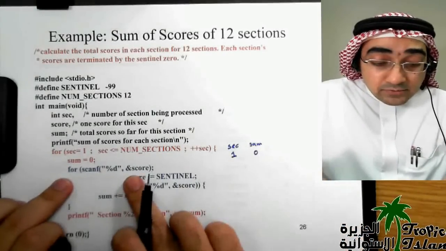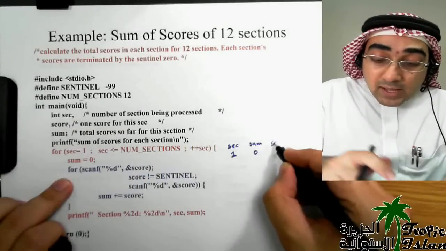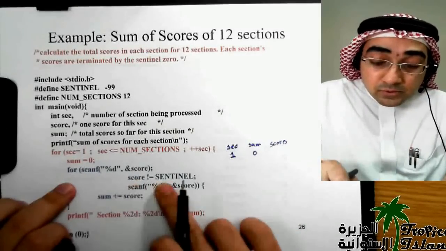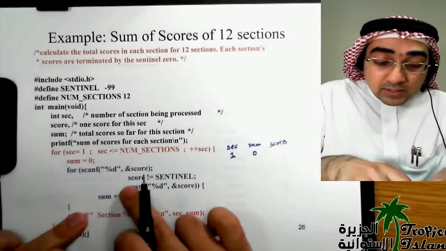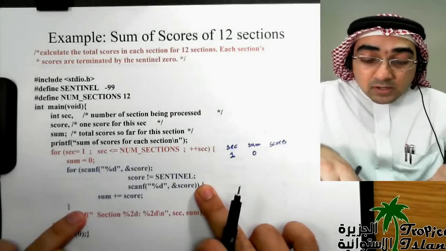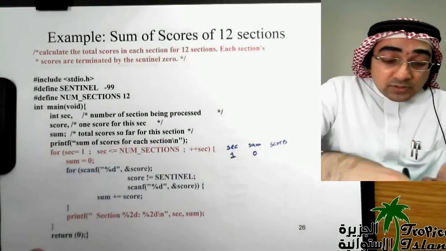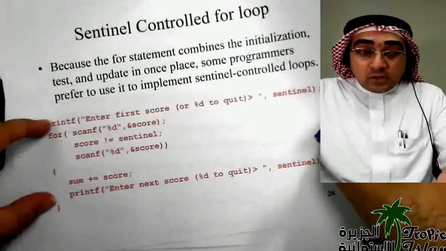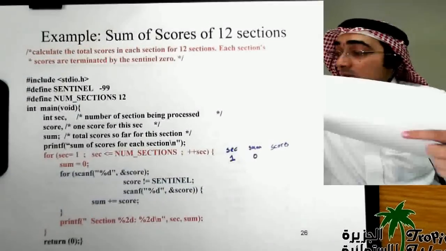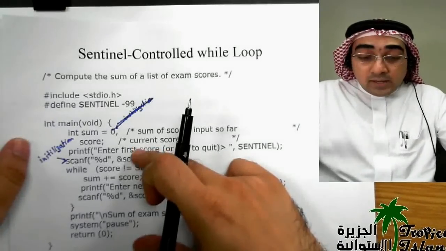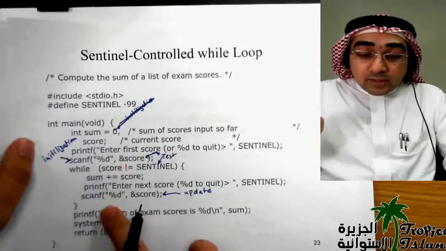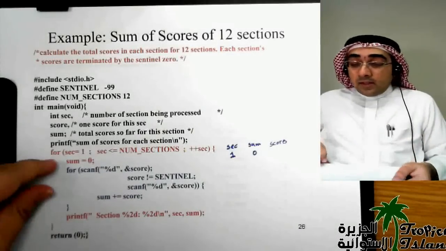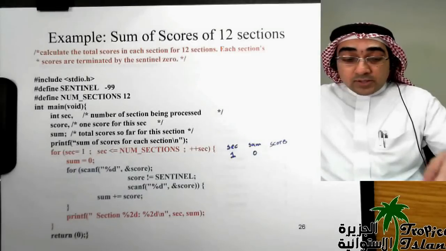Then I have another for loop, and I'm asking the user to actually enter the scores. Okay, actually read the score from the user, and if the score is not equal to sentinel, I want you to perform this, and the increment is the scanf again. So this code, the blue code over here, is exactly the same as the red code over here that I explained earlier, which is exactly the same as the while loop, which I explained in detail in the slide before that. So this while loop is equivalent to this for loop, which is equivalent to the inner for loop that you can see in blue.